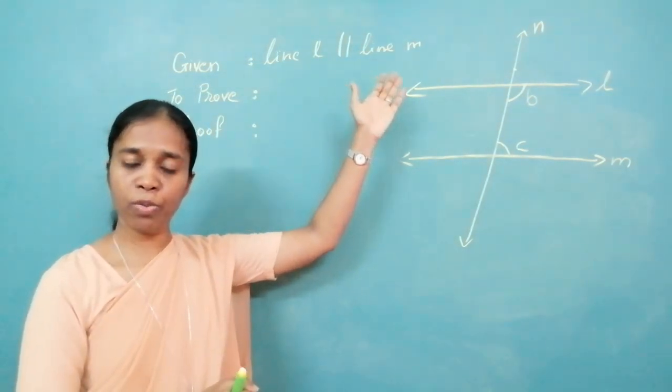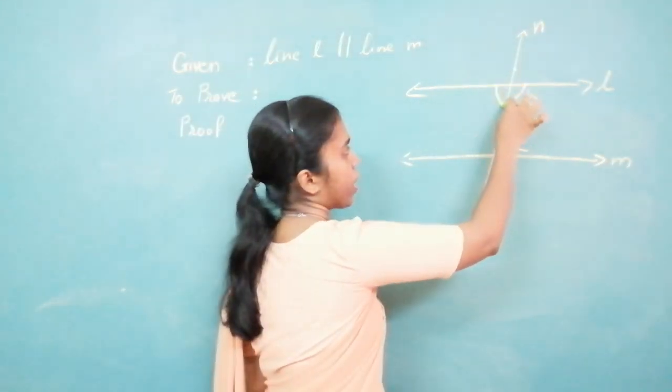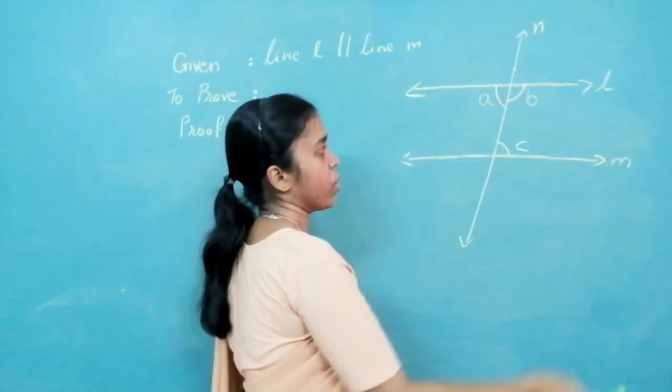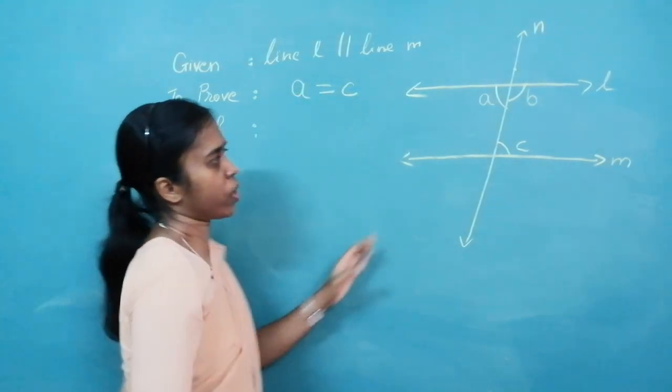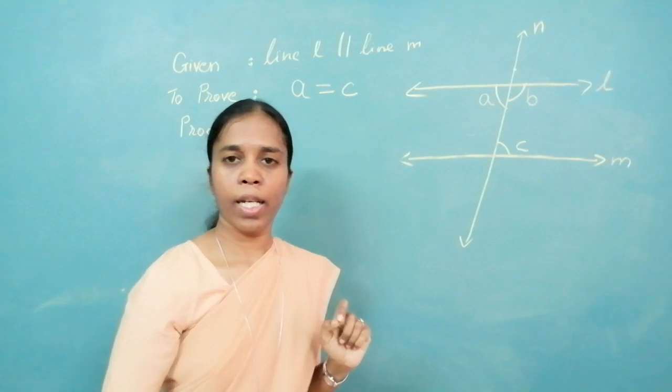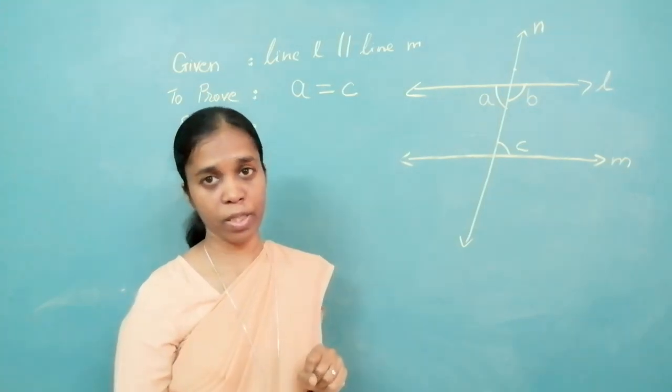What do we have to prove? Alternate angles formed are congruent. So you have to mention the alternate angle. Write this as A. So what do I have to prove over here? A is equal to C. That is my alternate angle. I suppose by now all of you must have understood how to prove it also, isn't it?